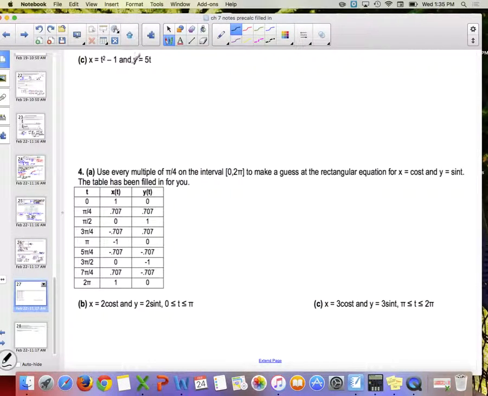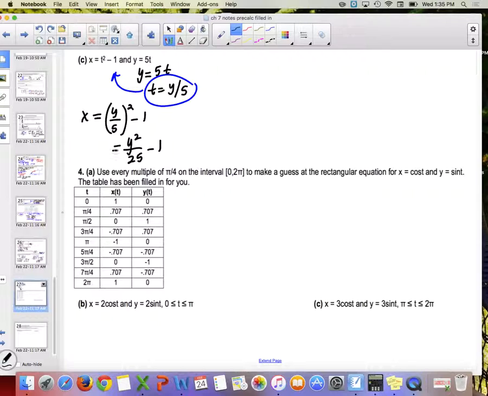All right, so try this one. What's the easiest thing to solve for? Which equation, x or y? Y. So y is just going to be 5t, so that means t is going to be y over 5, right? I take that and plug it into the other one. So I'm going to have x equals (y over 5) squared minus 1. So I'm going to have y squared over 25 minus 1 is equal to x. Do you guys know what kind of shape that should be? Think back to Algebra 2. It's a parabola. Is it up and down, right and left? Right, it's a sideways parabola.